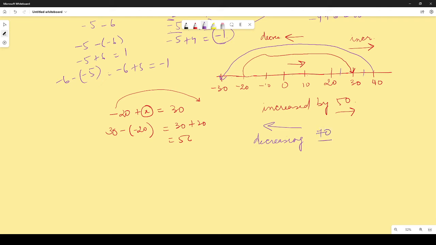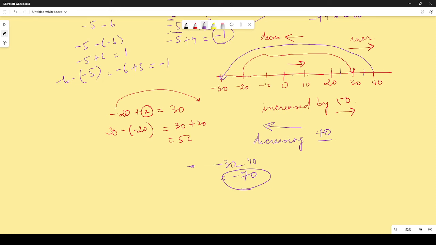Now how do we know that it has decreased by 70? Again we will go in the reverse order. From 40 we have moved to minus 30 over here. So we are decreasing. From 40 it has already started to decrease. So when we are putting it this way, minus 30 and we are decreasing 40 from over here, we get minus 70. That means it has decreased by 70. Are you getting this?